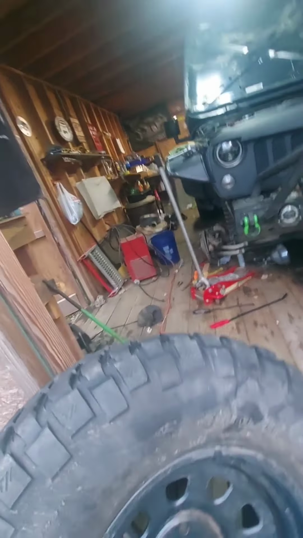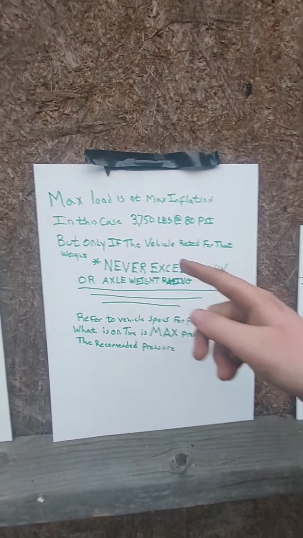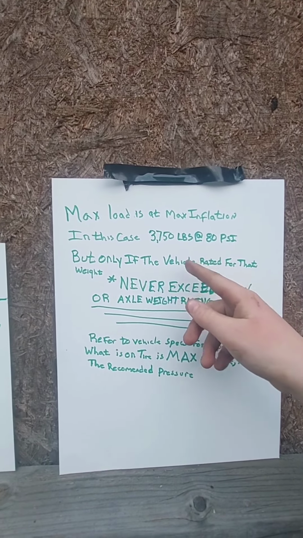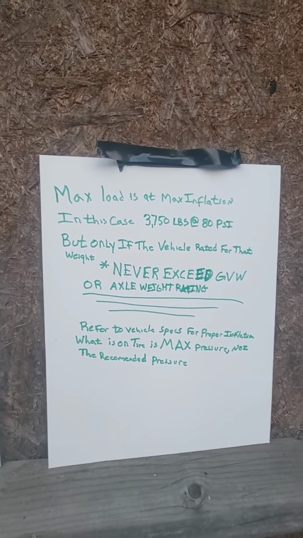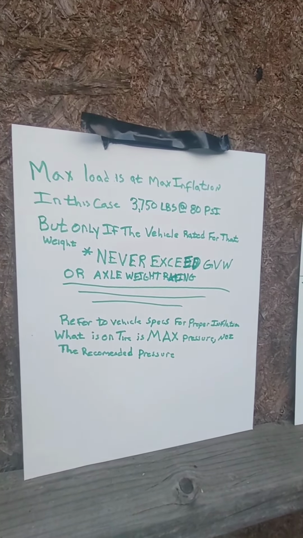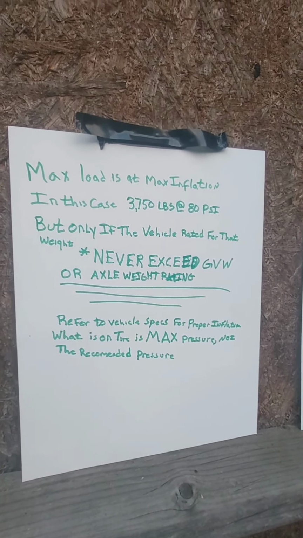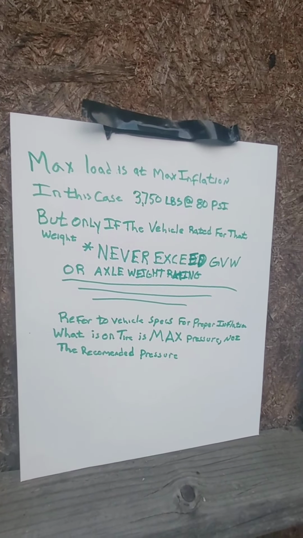Now we're going to look at this also on the tire. Here, you'll see you have your max load and max inflation. Let's talk about that for a second. Max load is at max inflation. In this case, 3,750 pounds at 80 psi. Now, that's only if the vehicle is rated for that weight. You're not going to put 3,000 pounds on each corner of a Toyota Prius. This is more rated for something like a 1-ton pickup truck or something like that.